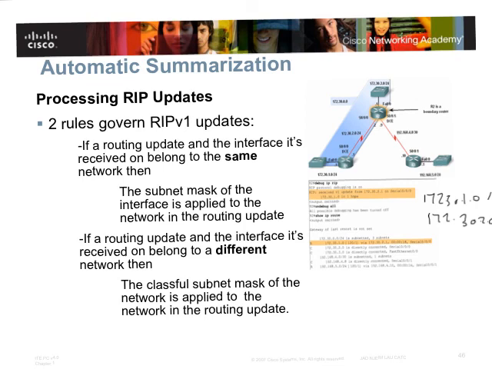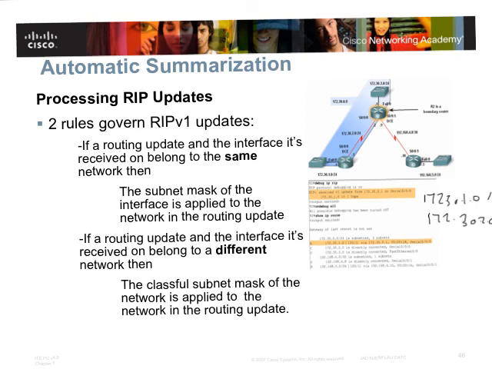So whether you receive an entry 172.30.3.0 or .2.0 or .1.0, for you they are the same, because all of them do not exist in the same major network of that interface. So you will accept all of them as one entry. So that's why it's called automatic summarization.